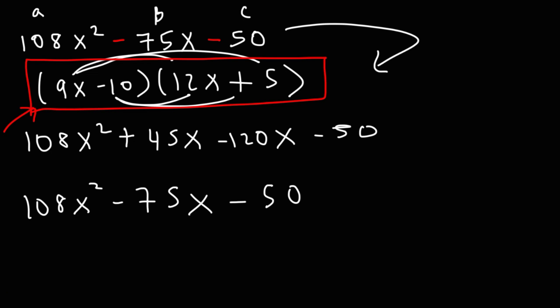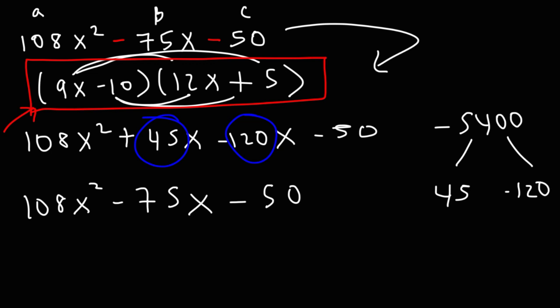By the way, earlier in the video, we were looking for the two numbers that multiply to negative 5,400, but add to negative 75. And here are those two numbers. It's 45 and negative 120. If you multiply 45 by negative 120, you're going to get negative 5,400. And if you add them, you're definitely going to get negative 75. So the quadratic formula helped us to find the two numbers that we were looking for in the first place. So now you know how to factor difficult trinomial problems.